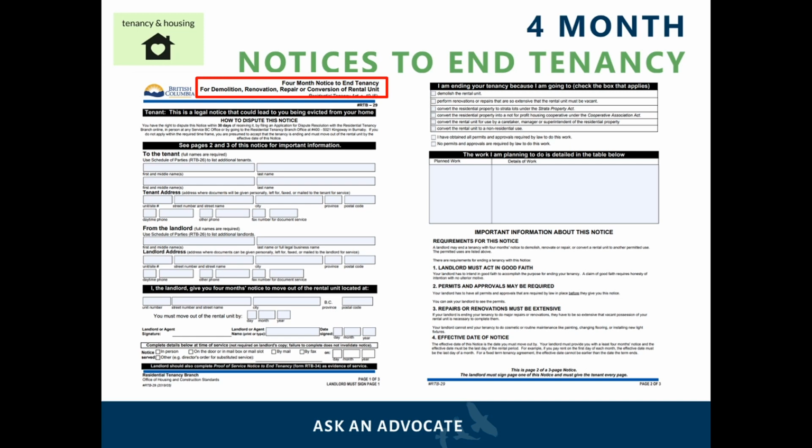A 4-month notice is also a 3-page document with a list of reasons that may be applicable to the type of renovation that is required. The landlord must also write a brief description of the renovation being done.